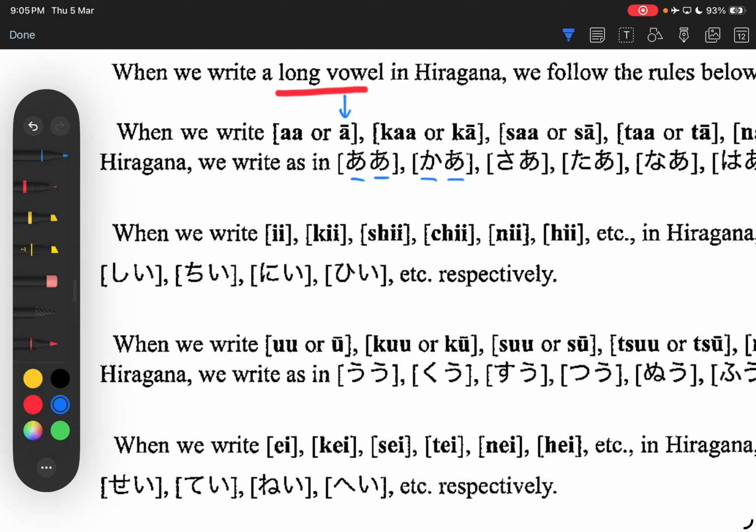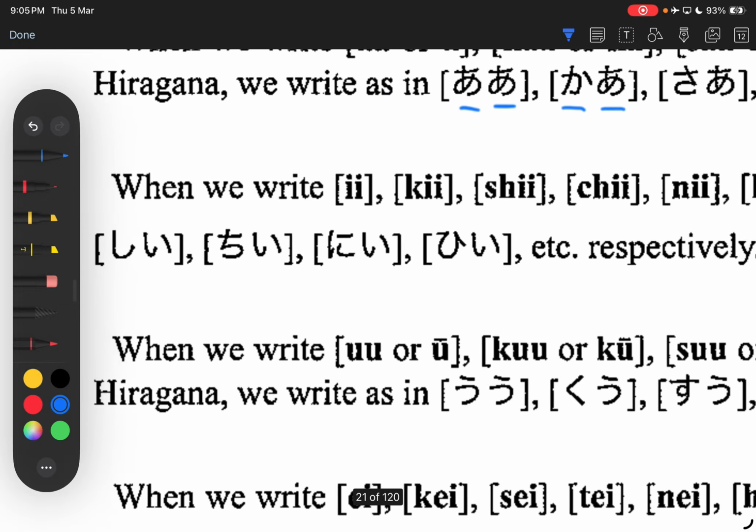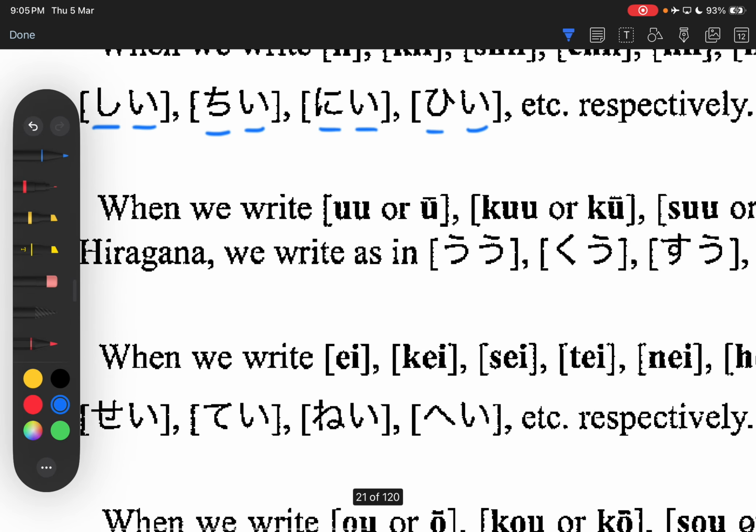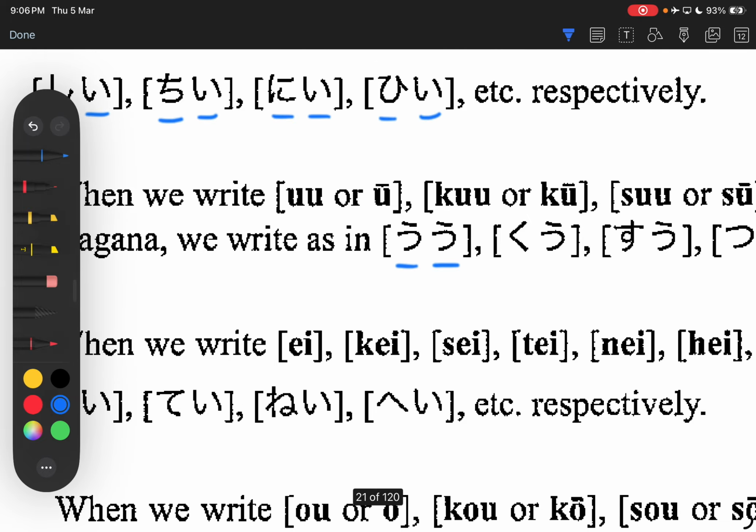Of course, we have long sound for every other vowel. E also has it. For E, we can see at the bottom: shi, e, shi. Chi, e, chi. Ni, e, ni. Hi, e, hi. So we just drag out the E sound only. Whenever we have a long sound, we just drag it out. Next, we have the U long sound. Let's look at the Hiragana. Double U becomes oo, like someone hit himself, like ooh.